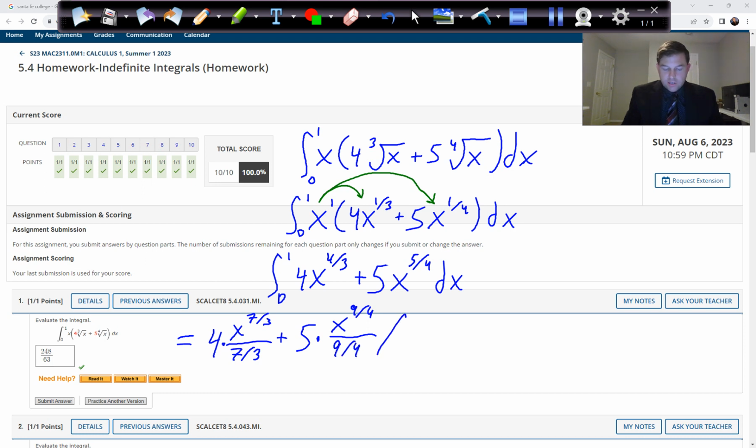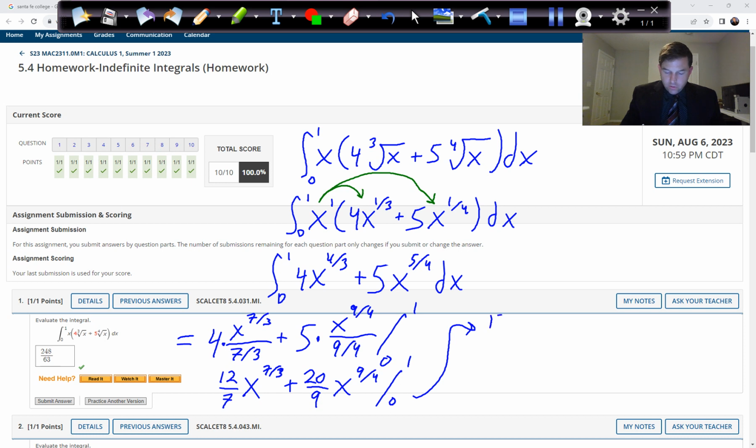And now I don't need this integral symbol. I don't need dx anymore because we performed the integral. And now we put 0 to 1 as the lower and upper limit. Now what happens with these fractions in the denominators is they're going to flip. So 3 is on the bottom, it's going to flip to the top, and this becomes 12/7 x to the 7/3. Same thing here: you're going to get this 4 to flip up into the 5, and it becomes 20/9 x to the 9/4. And that's from 0 to 1.